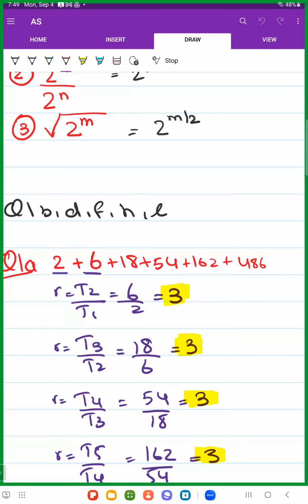Aisha, you done? Yes, miss. Okay, was H a geometric progression? Yes, H is a geometric progression. What's the ratio? 1/2. Okay.